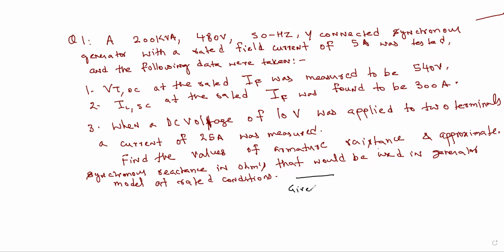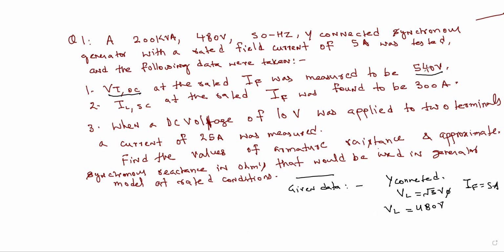The given data is: it is Y connected. Surely that means your line voltage would be root 3 times your V phase, correct? The line voltage here is mentioned as 480 volts. With the rated field current, IF is given as 5 amperes, and the open-circuit terminal voltage at the rated current was measured to be 540.